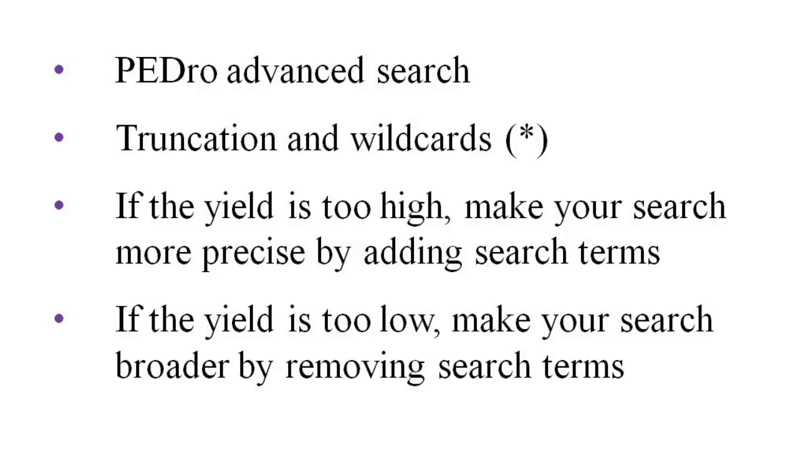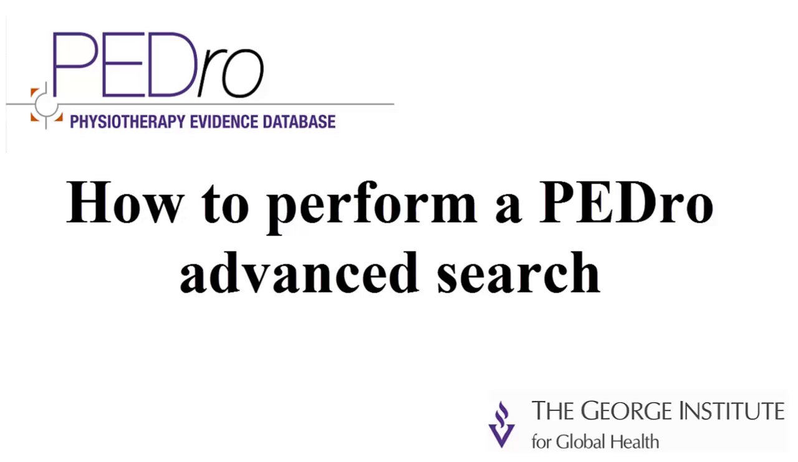The opposite can also occur. If your search returns too few or even no records, you can make your search broader by removing search terms. We hope you have found this tutorial on how to perform a PEDro advanced search useful.